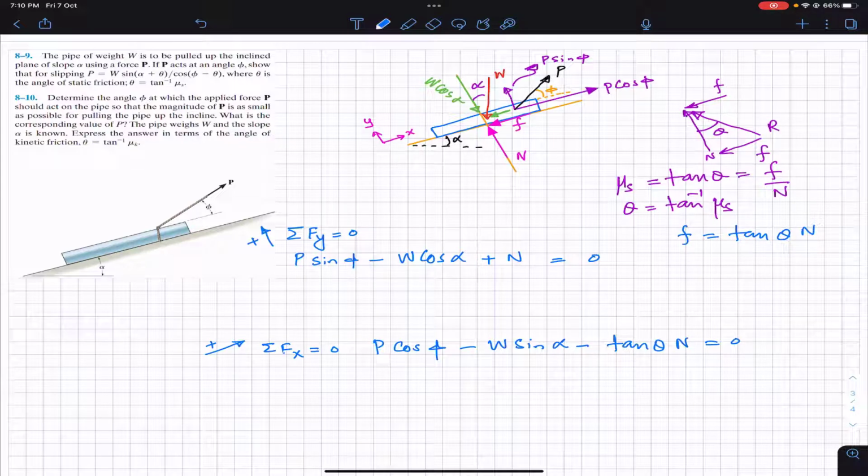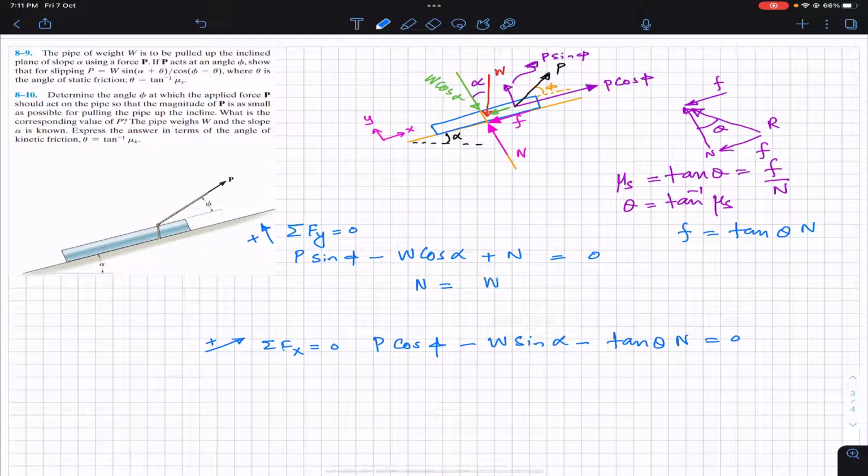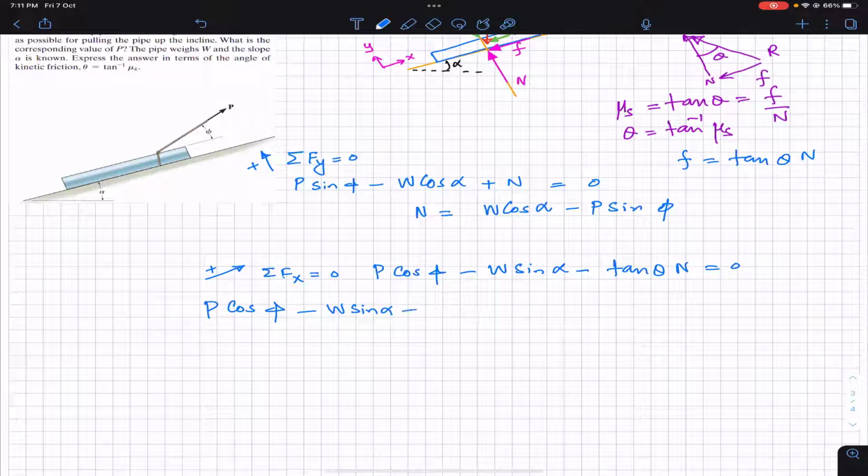Now from the first equation, we can write this N. N will be equal to W cos of alpha minus P sine of phi. Now if we substitute this N into this equation, this will be P cos of phi minus W sine of alpha minus tan theta into N. So N is W cos of alpha minus P sine of phi. This is equal to 0.